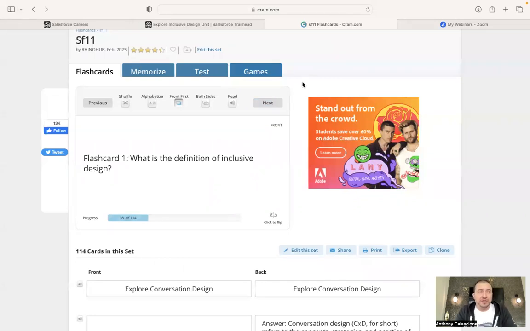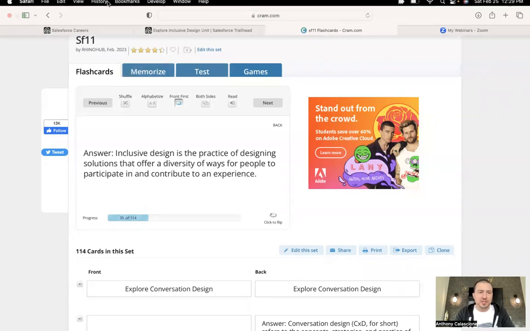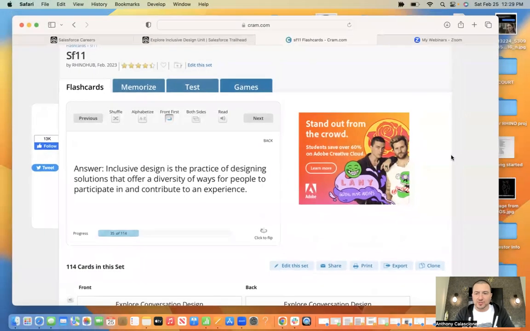What is the definition of inclusive design? Inclusive design is the practice of designing solutions that offers a diversity of ways for people to participate and contribute to the experience. Hold on one second, I just want to make sure that actually posted to Facebook.